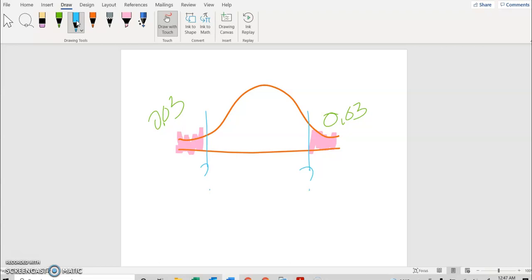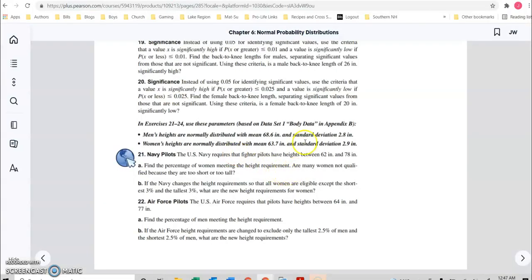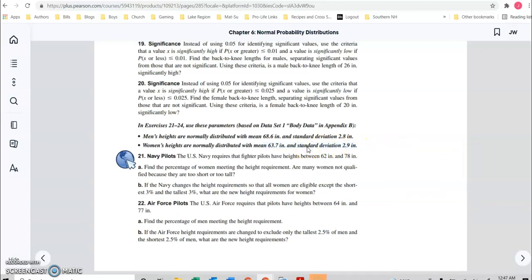Now, there's a couple ways. I'm going to do this in Excel. I have videos up for you if you want to do the TI or the table, but I'm going to do this one in Excel. And so we need to figure out what that is. Now, they gave us the mean and standard deviation for women's heights, so we need this information right here, okay?